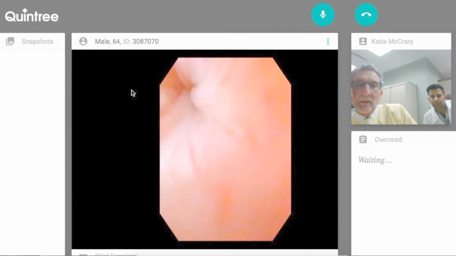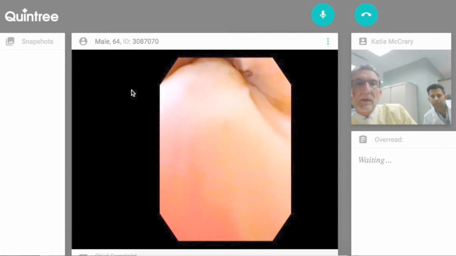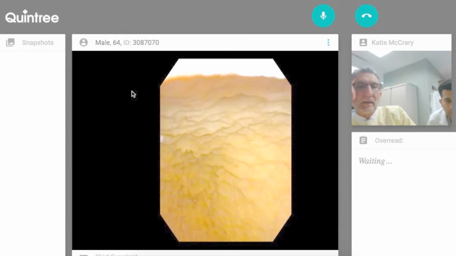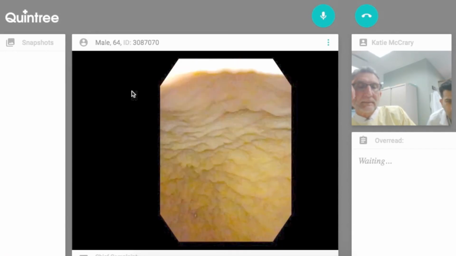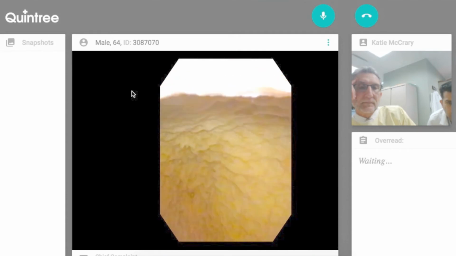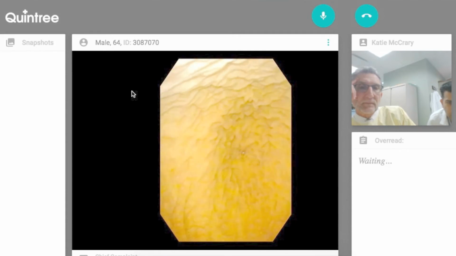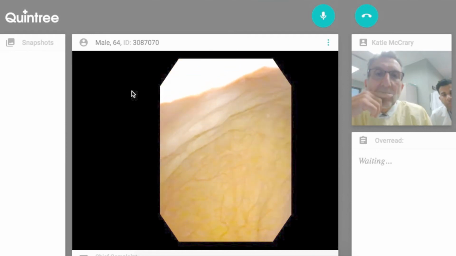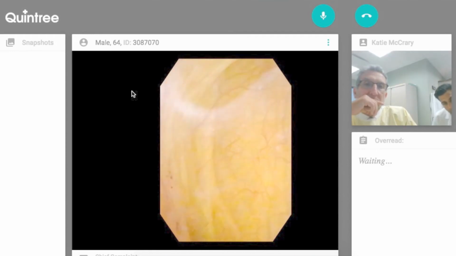Here we demonstrate video of one of the cystoscopies being performed remotely. Throughout the procedure, the expert, in the right-hand corner of the screen, communicates with the provider performing the procedure at the bedside. He's able to direct the provider to areas of concern, such as the tumor identified during this procedure.